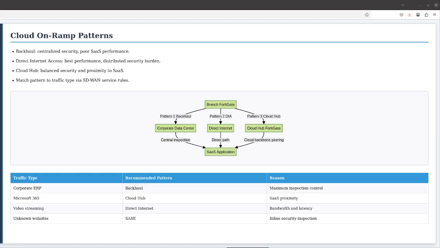SD-WAN service rules, which we covered in Part 1, are what implement these policies. A rule matching Microsoft Office 365 application signatures can steer traffic to the Cloud Hub member. A rule matching Zoom can steer to direct internet access. A rule matching internal application destinations steers to the traditional data center backhaul. This per-application intelligence is why SD-WAN is fundamentally better than legacy VPN for modern software-as-a-service heavy enterprises.